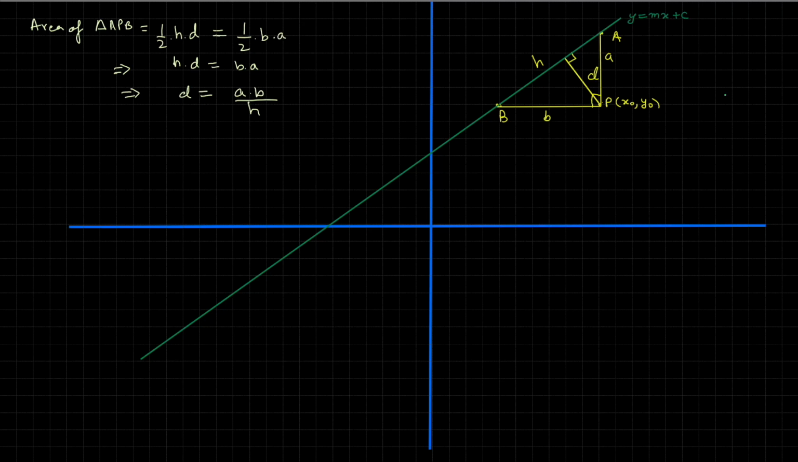So let's see how we can further replace b and h in this equation. As we know from Pythagoras' theorem for a right angle triangle APB, the hypotenuse squared is equal to a square plus b square. h square is a square plus b square. So h will be square root of a square plus b square. So we can substitute h in our formula for d. d becomes a times b divided by square root of a square plus b square.